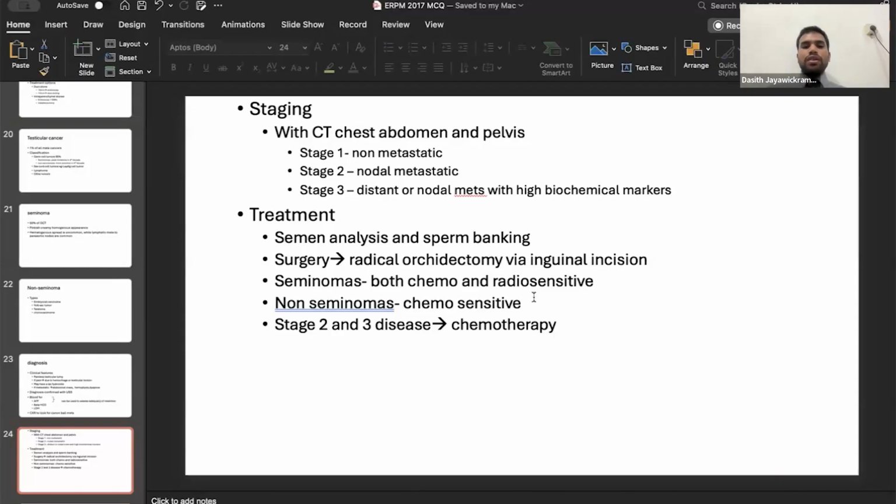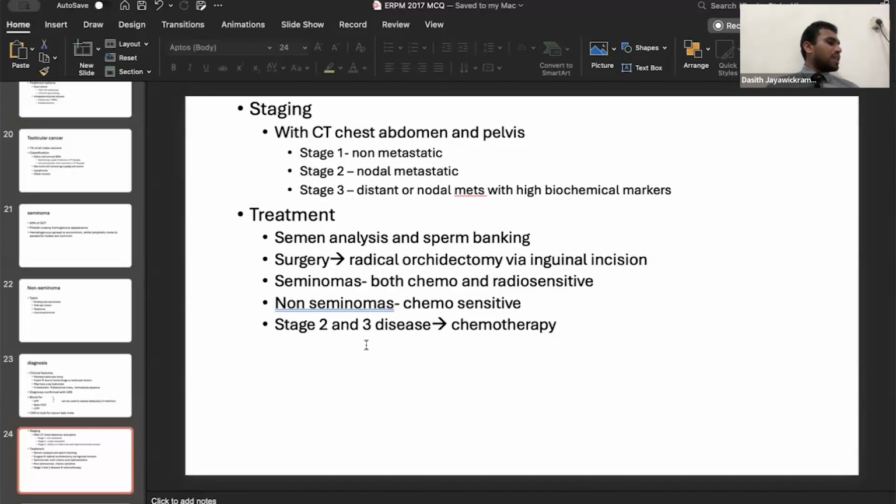All right. And seminomas are both chemo and radiosensitive. Non-seminomas are chemosensitive. In stage 2 and 3 disease, both radiotherapy and chemotherapy can be given, but chemotherapy is preferred because radiotherapy has this problem with cardiac morbidity. Okay, so let's go to our MCQ.